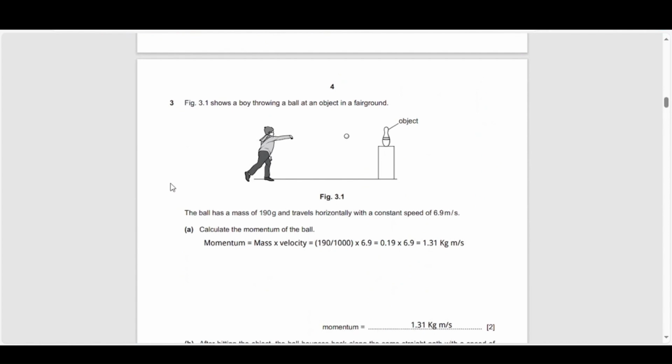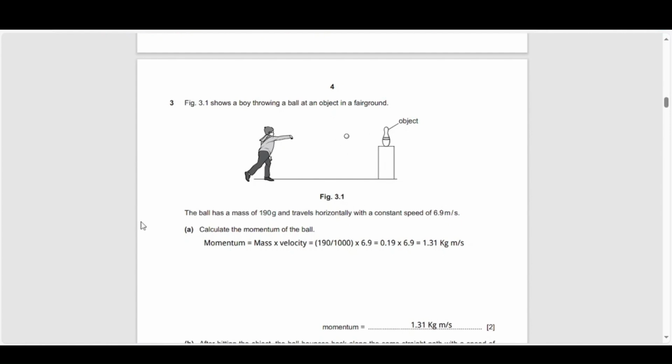So now move on to question 3. You've got in figure 3.1 a boy who's throwing a ball at an object in a fairground. So that's the boy, that's the ball, that's the object. The ball has a mass of 190 grams and travels horizontally with a speed of 6.9 meters per second. So essentially going from left to right, that's 6.9 meters per second. So we've said that that is the positive direction of travel.